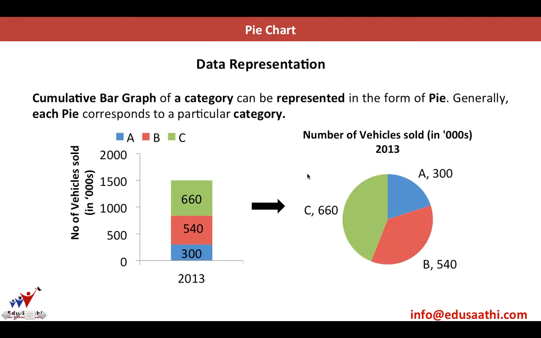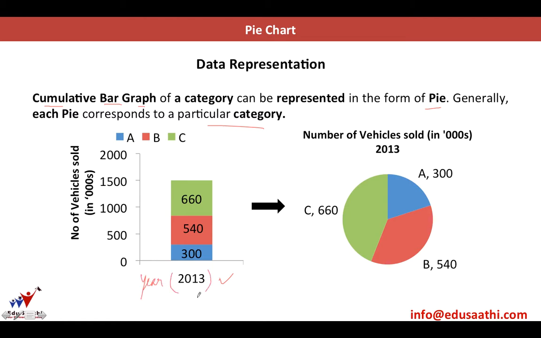Let's begin with pie charts. Data representation. We've already discussed the cumulative bar graphs in the bar graphs lecture. Data of a category can be represented in the form of a pie. Generally, each pie corresponds to a particular category. For example, this is a cumulative bar graph. I have the number of vehicles in thousands represented by the y-axis, and the x-axis represents the year.